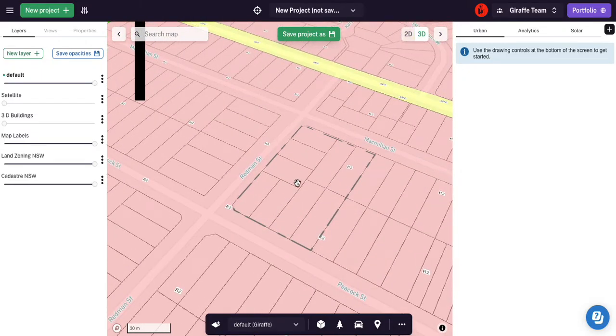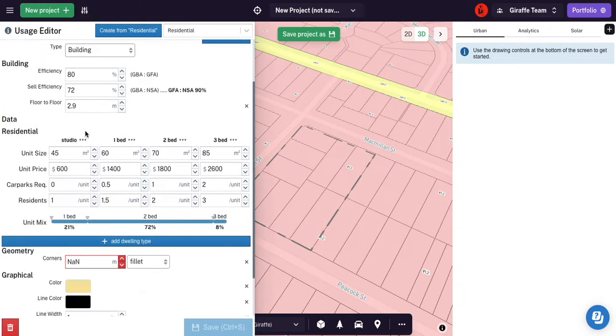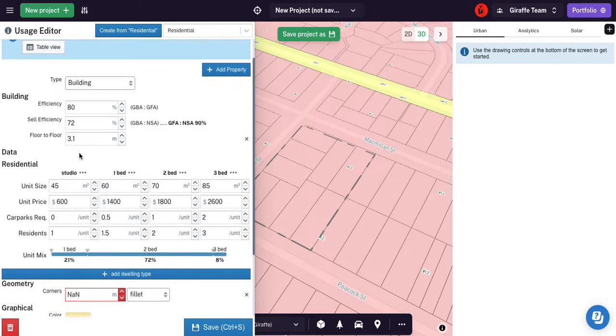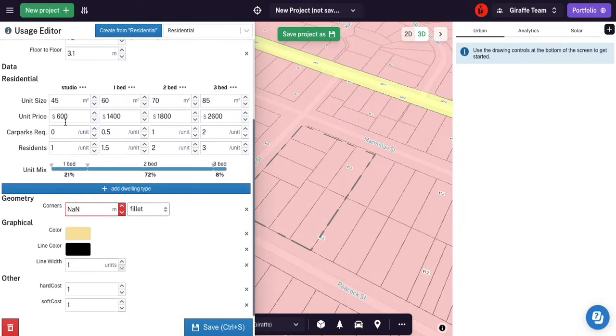Okay, so before we do the geometric modeling, the 3D modeling, let's get the foundations of our financial modeling done properly. So Giraffe uses this concept of usages, and this is a residential usage, and you should think about this as the input sheet to an Excel model. So these are just numbers. I can say floor to floor is like 9 million. Giraffe doesn't mind. But 3.1 is about right, because that is sort of double a human. So when you walk into a space, you're expecting that kind of ceiling height.